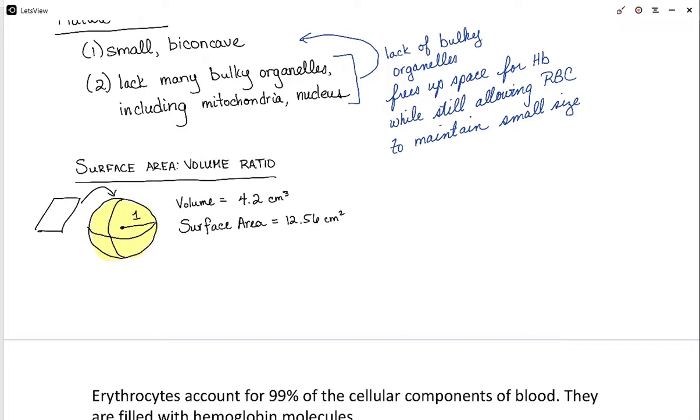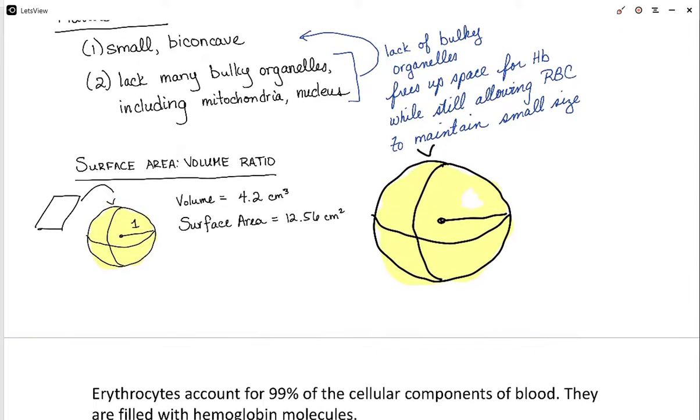Well, let's make this big. So now instead of 1, this is going to be a radius of 2. Obviously it's much bigger. How much bigger? Well, the volume has jumped up to 33.5 centimeters cubed. That's a pretty big increase, right? Like an 8-fold increase almost. Did the surface area also increase 8-fold? And the answer is no.